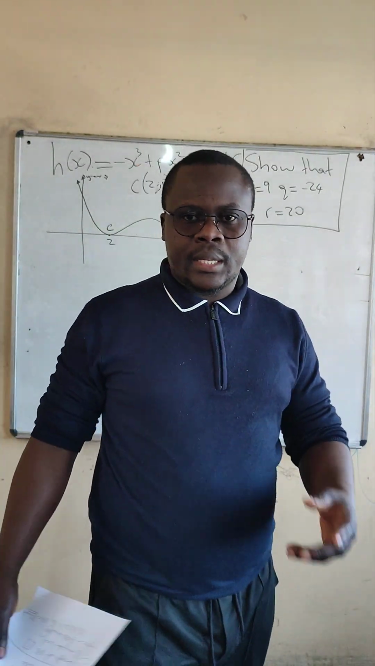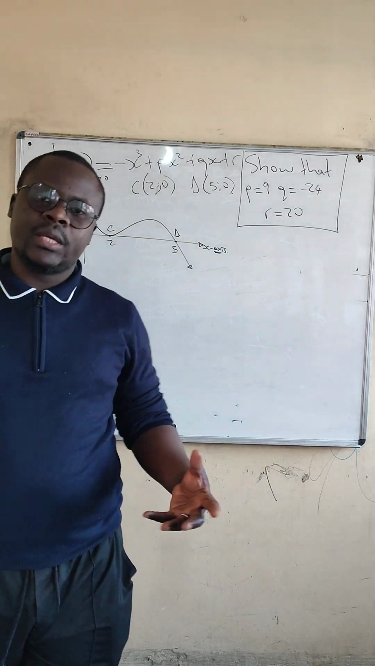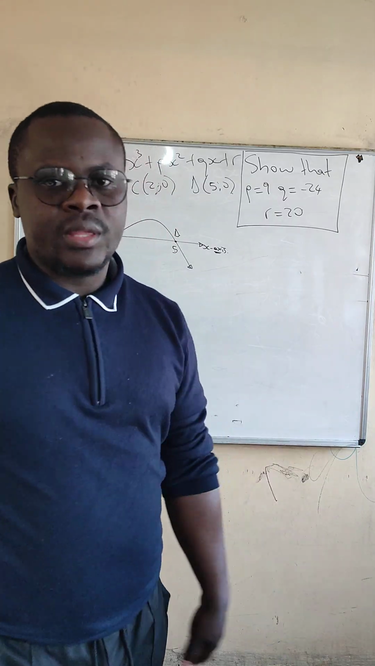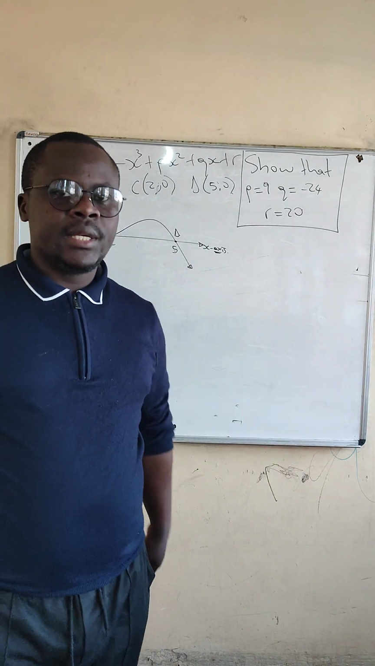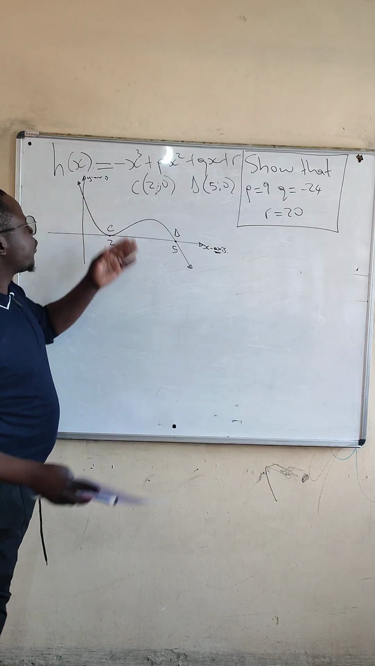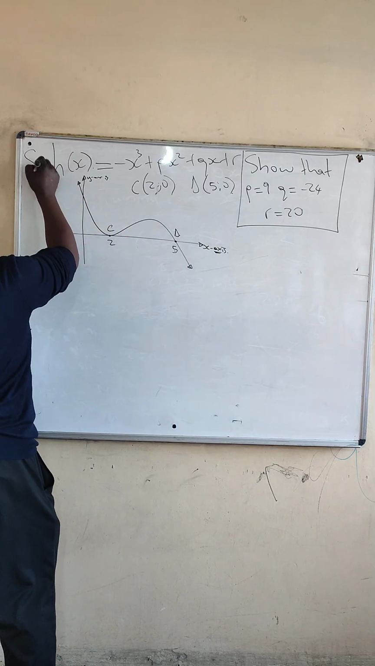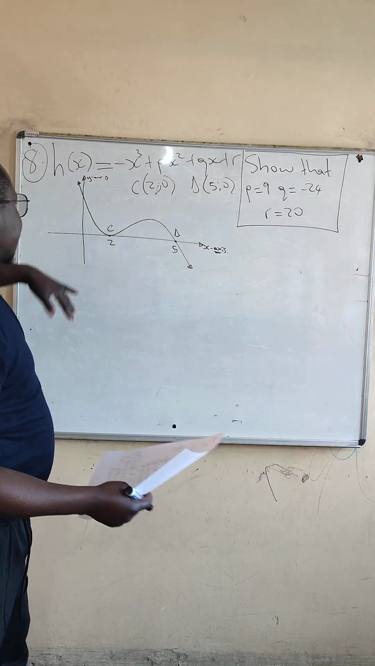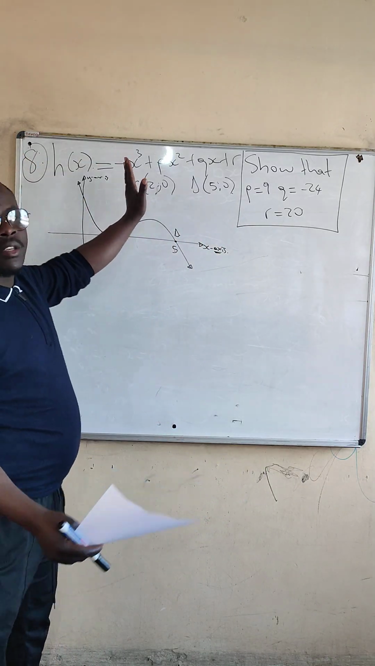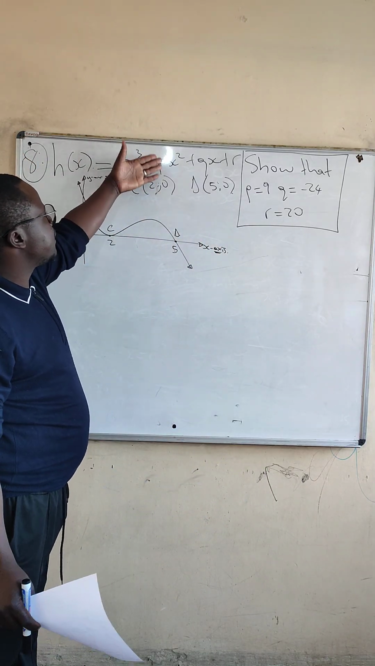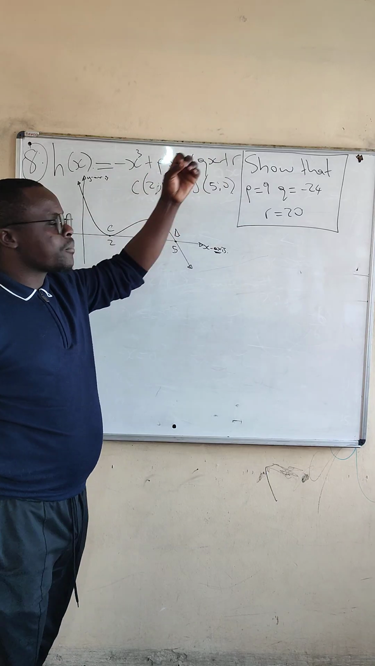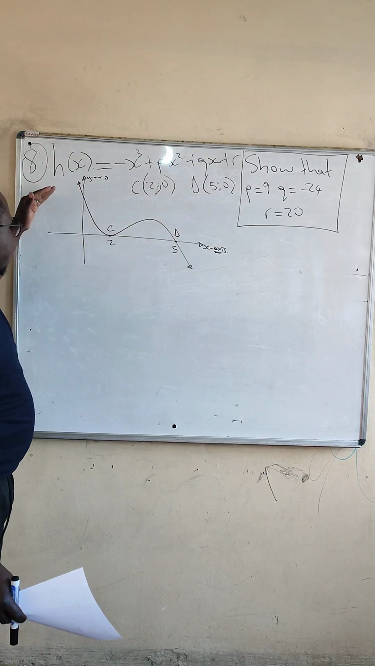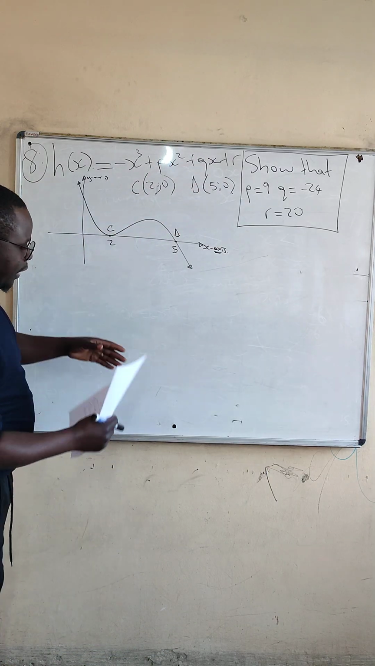So welcome back to our math sessions, and we are still continuing with our question for calculus. So we are now on question 8. This was our question 8. If you look at our question 8, it basically had h of x, which is given as negative x cubed plus px squared plus qx plus r, as well as that this is the graph of h.